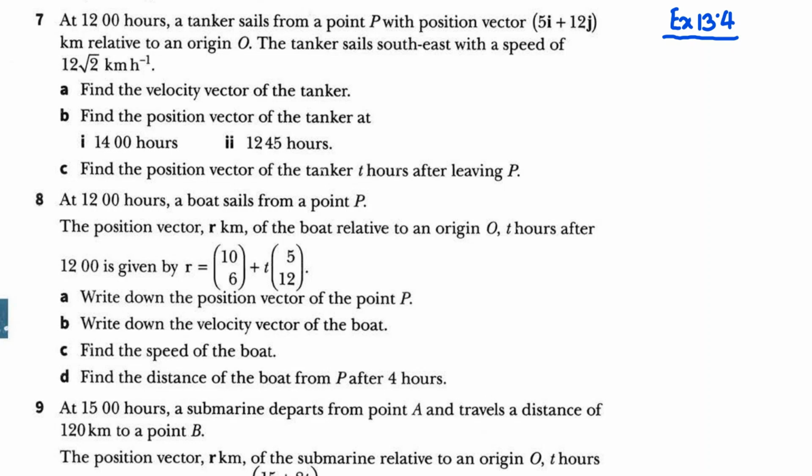In my another vector tutorial, we are doing from Cambridge AdMath book, exercise 13.4, and question number 7. I'm trying to show you it's slightly different. Its initial position has been given 5i plus 12j kilometer, and the tanker sails southeast with the speed of 12√2 kilometer per hour. From here we have to find the velocity vector of the tanker.